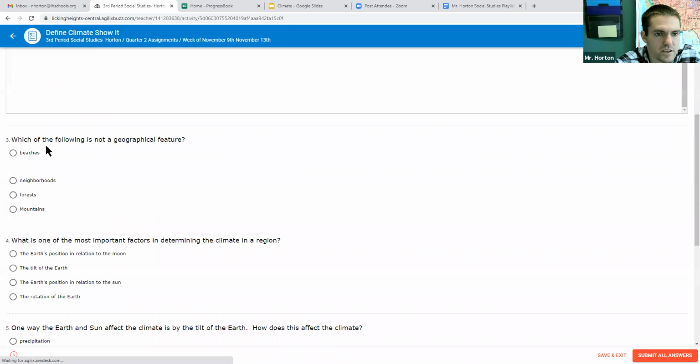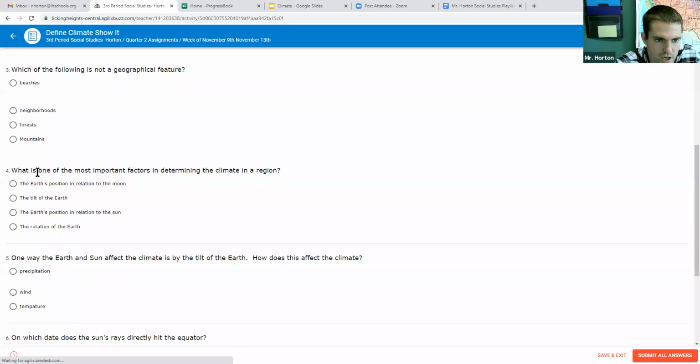Number 3, it says, which of the following is not a geographical feature? So you have to look in the read it to figure out what a geographical feature is and which of those is not a geographical feature. Number 4, it says, what is one of the most important factors in determining the climate of a region? So which one of those are the most important factors? We'll cover that in our lesson.